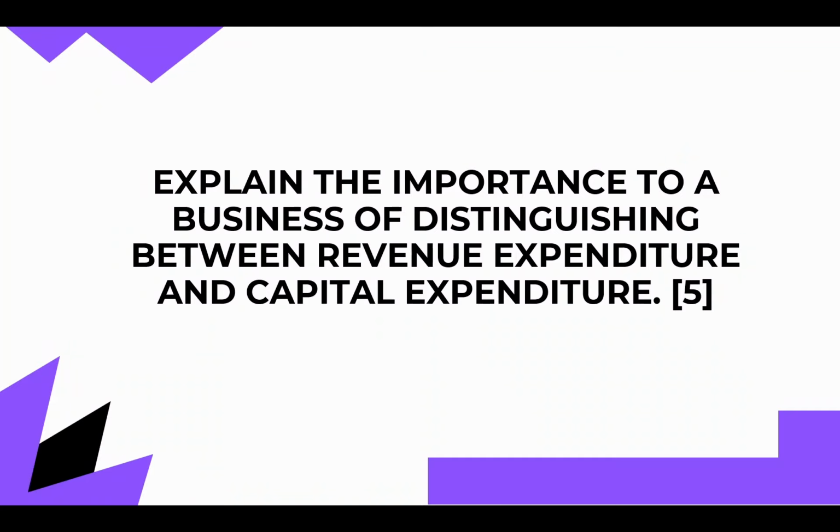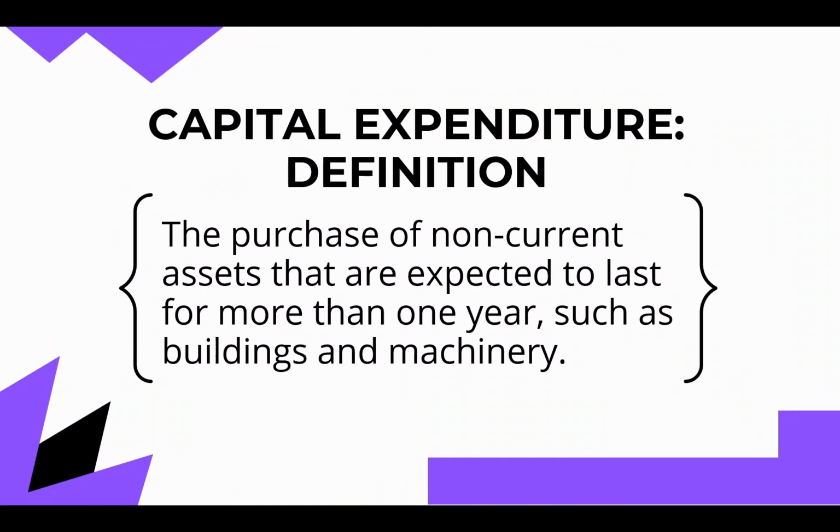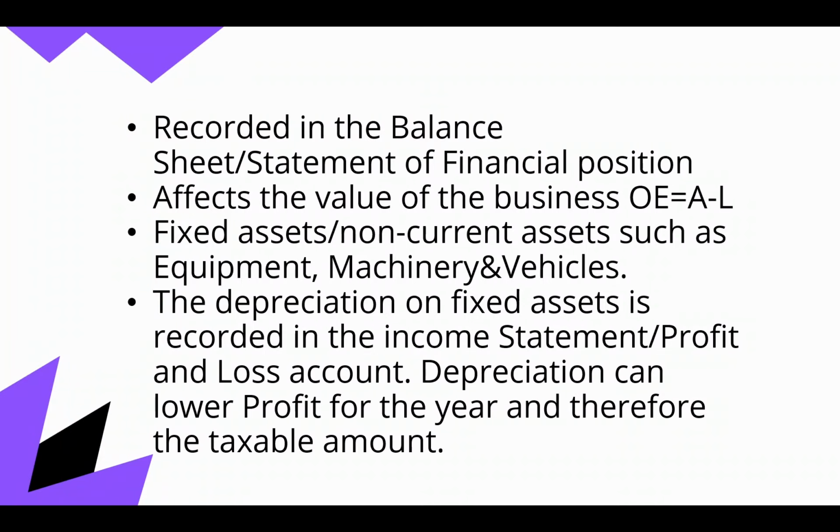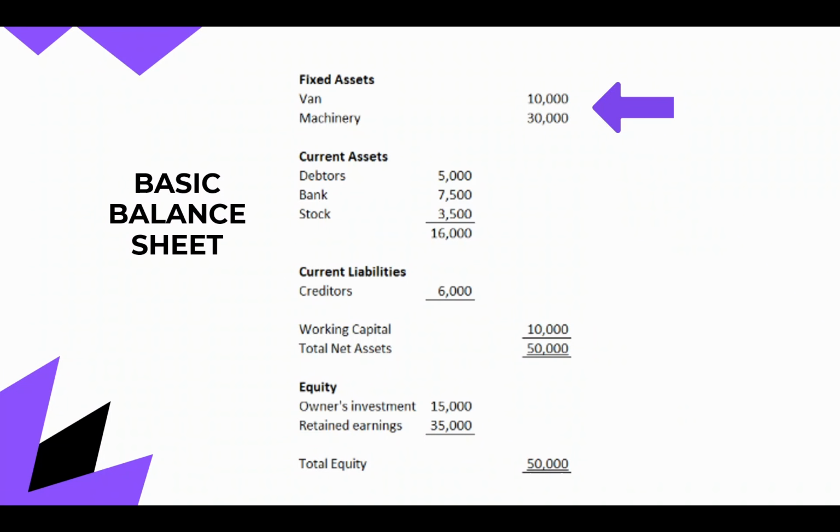This question is for 5 marks. To start off this question, we need to define what capital expenditure is. The purchase of non-current assets that are expected to last for more than 1 year, such as buildings and machinery. Capital expenditure will be recorded in the balance sheet, also known as the statement of financial position. Let's have a look at a basic balance sheet.